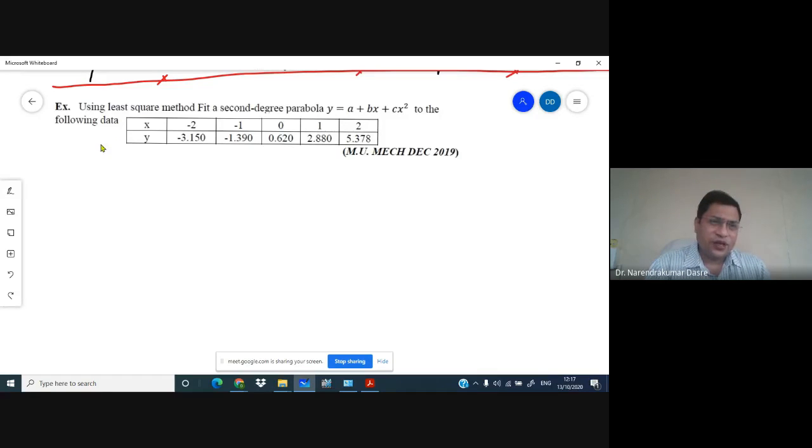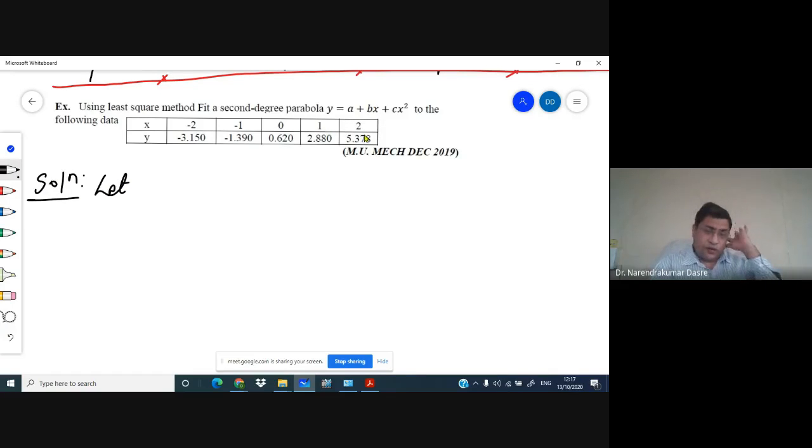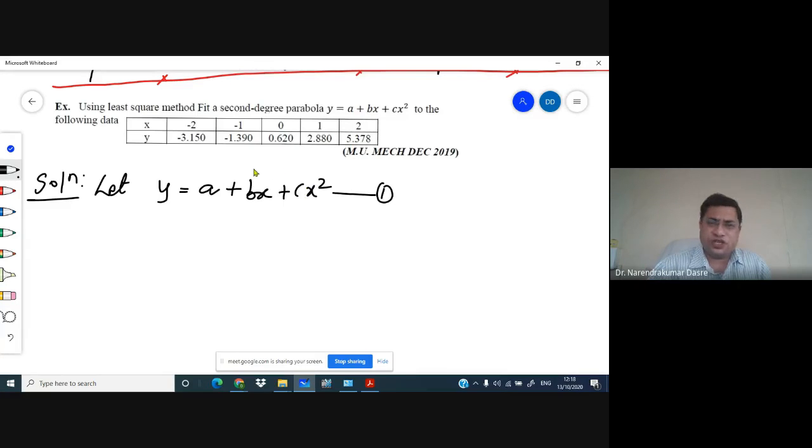So let us try this example. Okay, so we go with the solution. Now we have to use the given equation. So here the given equation is this: y is equal to a plus bx plus cx square. Here you can observe the role of a and c is interchanged. We used to have c as a constant, here we have a as a constant, and we used to have a as a coefficient of x square, now we have c as a coefficient of x square.